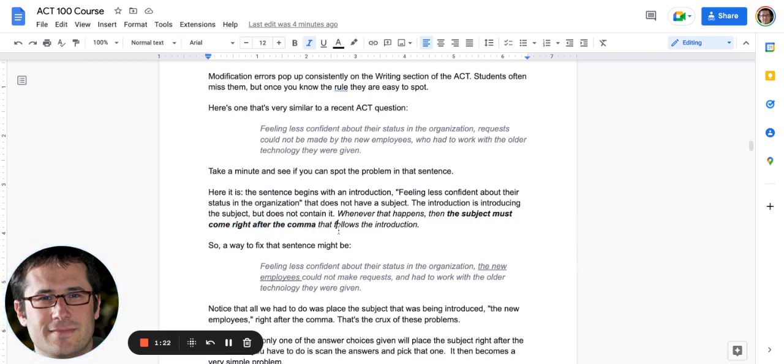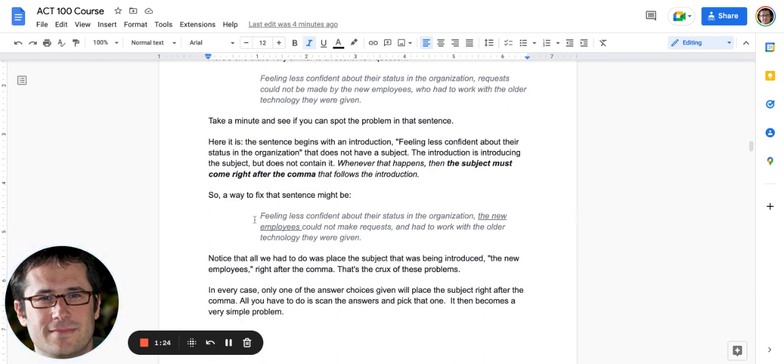Okay. So a way to fix this sentence would be: feeling less confident about their status in the organization, the new employees could not make requests and had to work with the older technology they were given. So now the subject, the people we're talking about, must be the new employees. That's who must be feeling less confident. That comes right after this comma.